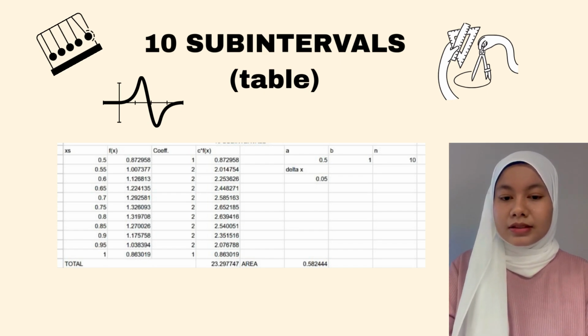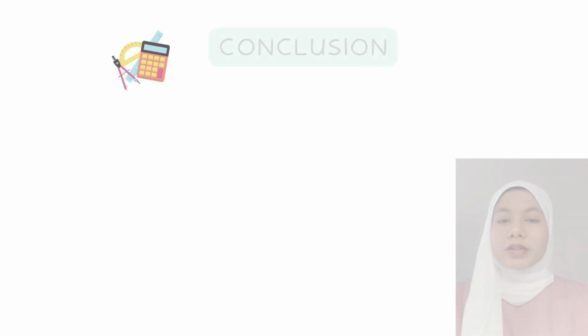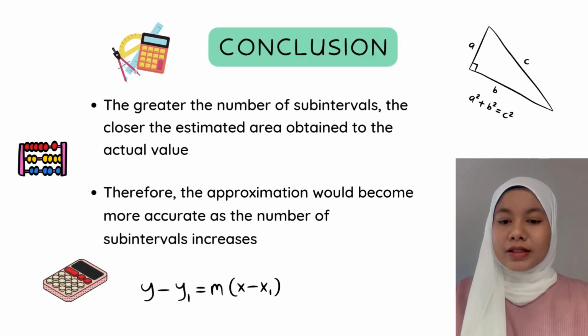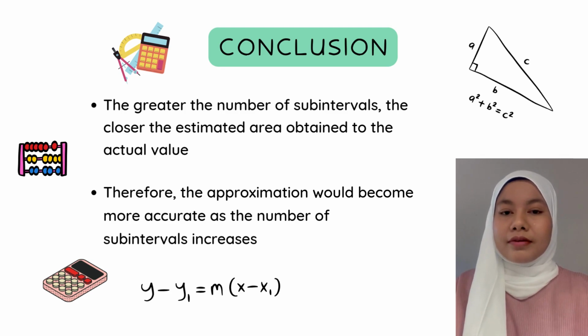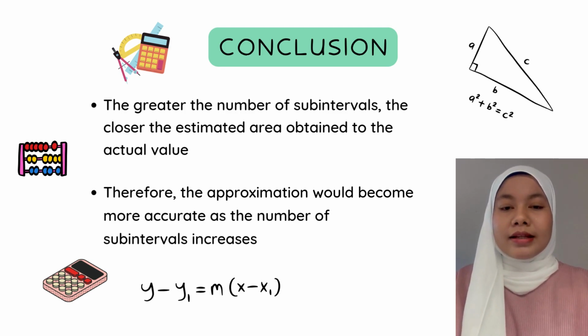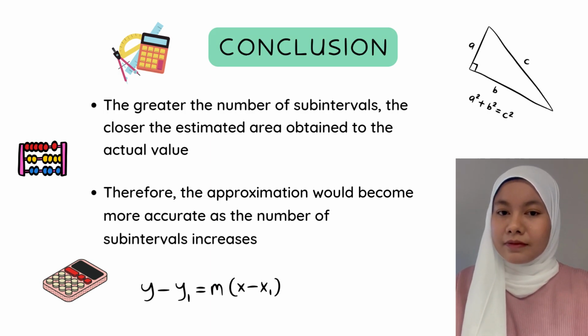This is the table of 10 subintervals, and we use the same method as we used for 6 subintervals. From this table, we can say that 10 subintervals is more accurate than 6 subintervals. The conclusion is that the greater the number of subintervals, the closer the estimated value obtained is to the actual value. Therefore, the approximation will become more accurate as the number of subintervals increases.